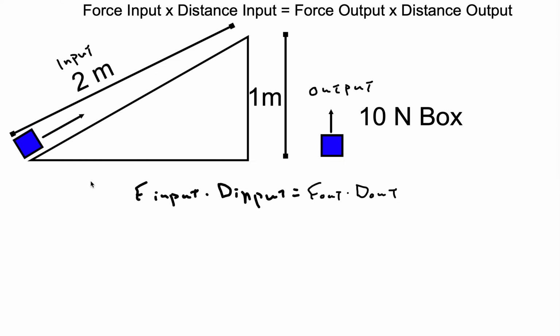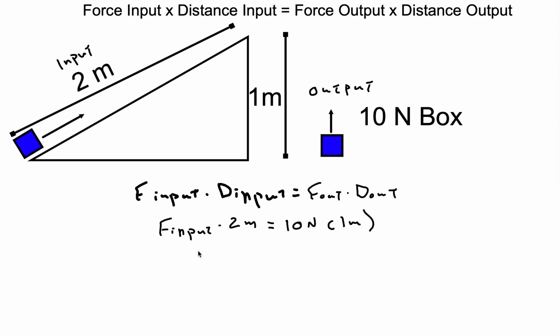All right? So let's figure out what would be the force necessary to slide this block up this ramp. Okay? So that would be the input force. How hard would I have to push to slide the block up the ramp? Well, if I was sliding the block up the ramp, I would have to push it 2 meters, right? If I'm not using the ramp, I would have to lift this block, and it has a weight of 10 newtons, so I would have to apply a force of 10 newtons, and I would have to lift it 1 meter.